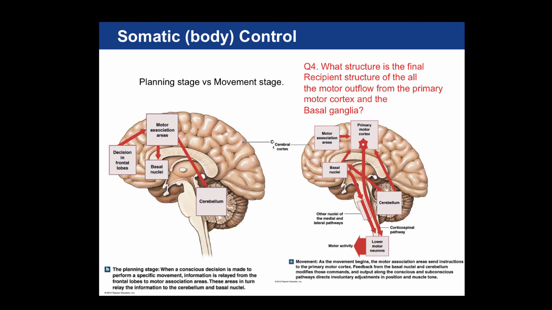The last question I have for you is, what structure is the final recipient structure of all of the motor outflow from the primary motor cortex and the basal ganglia? So to answer this question, what I want you to do is find all of the descending axons, both from the primary motor cortex and the basal ganglia, and identify where they will synapse and what is the final recipient structure, or what's the final synapse from those outputs. I'll give you about 20 seconds and then we'll move on to our quiz.